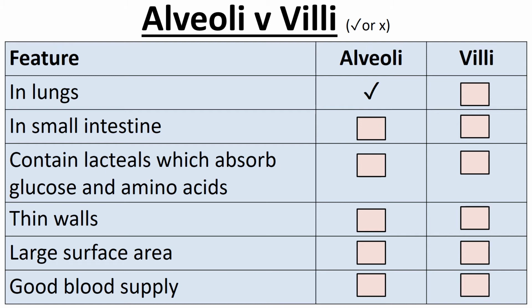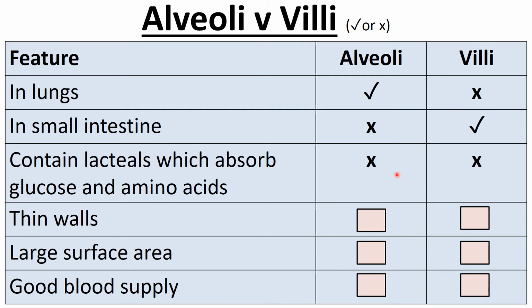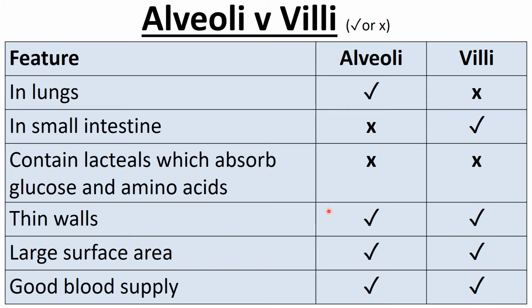So this is what you should have. Alveoli are in the lungs, villi are not. Alveoli are not in the small intestine, villi are. This next one's been put in to trick you. So alveoli, we know that they don't contain lacteals. However, I'm hoping you put a cross for this one as well, because lacteals don't absorb glucose and amino acids, do they? They absorb fatty acids and glycerol. So that was a bit cheeky, but that should be a cross. And both alveoli and villi have got those three features: thin walls, large surface area, and a good blood supply.